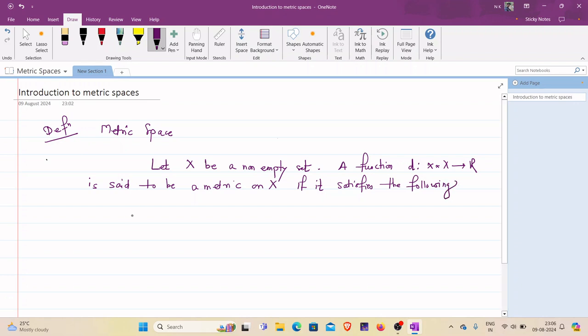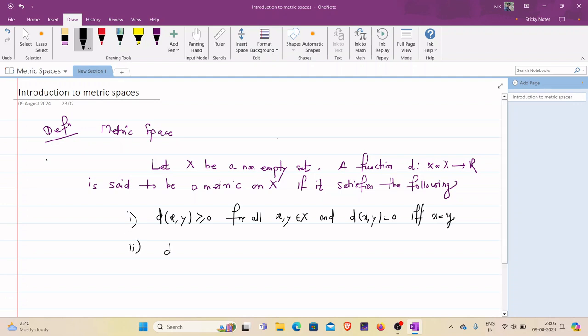Okay, so what is the first condition? The first condition is like this. d of x comma y should be greater equal 0 for all x comma y belongs to X, and d of x comma y equal to 0 if and only if x equals y. The second condition is this: d of x comma y should be equal to d of y comma x, and this should happen for all x, y belongs to X.